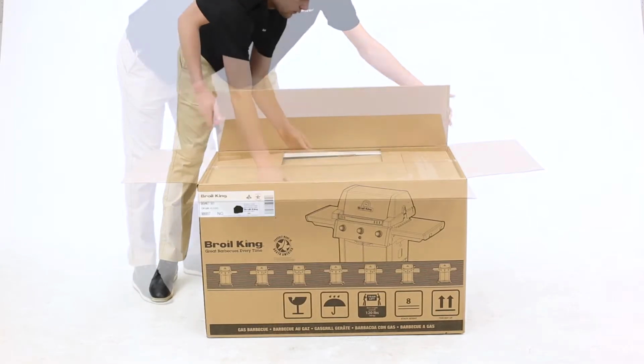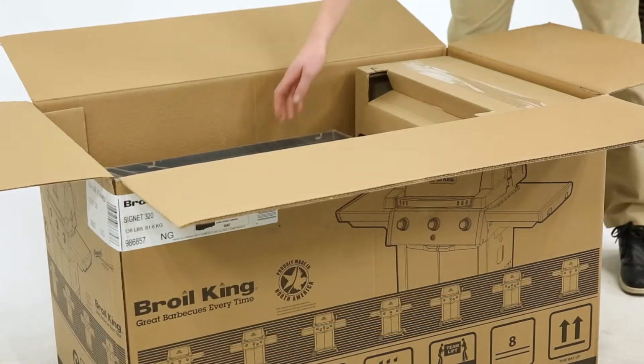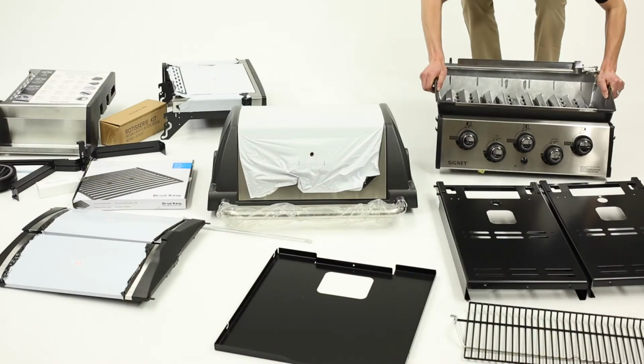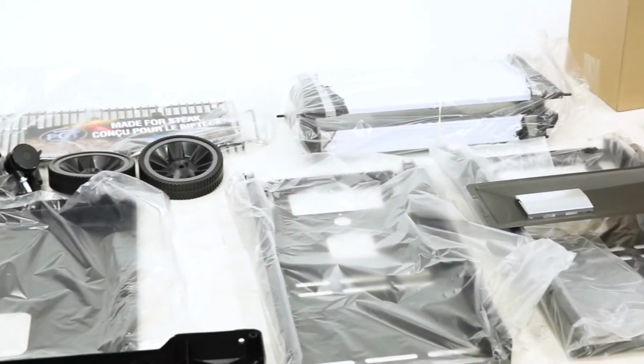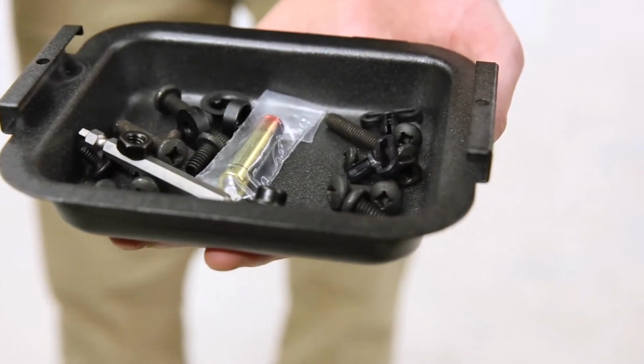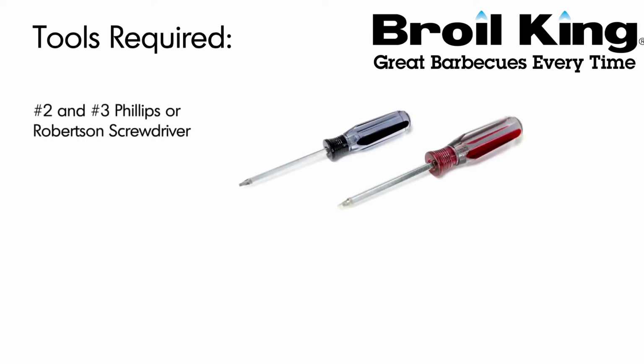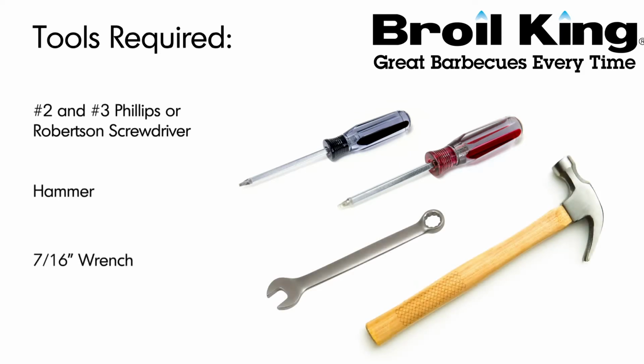Before starting, unpack all of the components of your barbecue and lay them out in your workspace. Use the drip pan to hold the contents of the hardware bag. You will need the following tools to assemble your Broil King barbecue: a number 2 and a number 3 Phillips or Robertson screwdriver, a hammer, a 7/16 combination wrench.